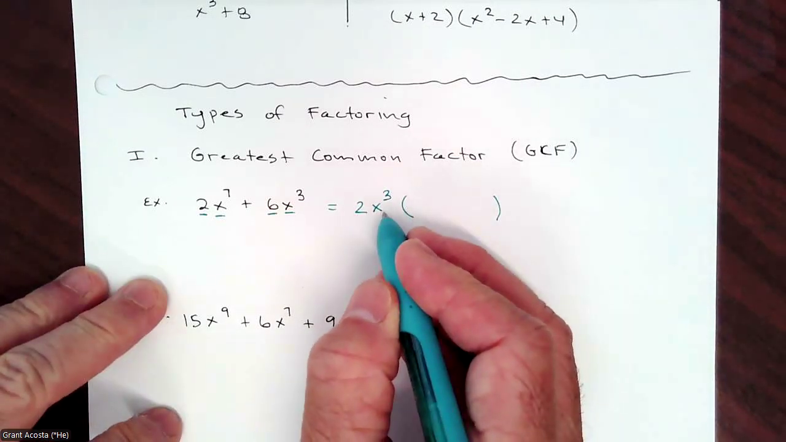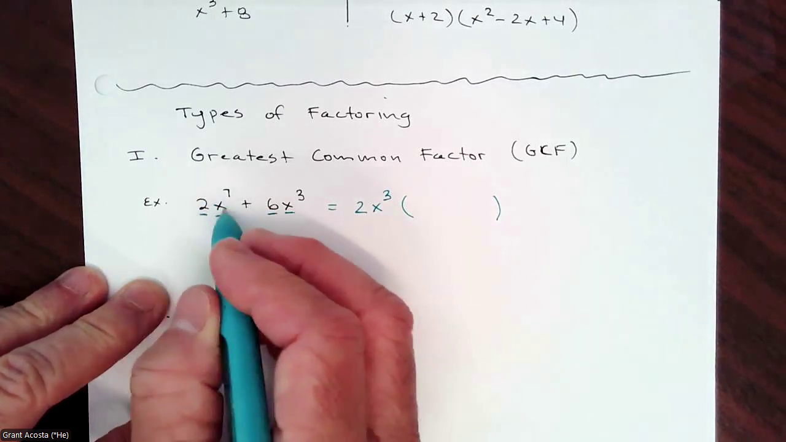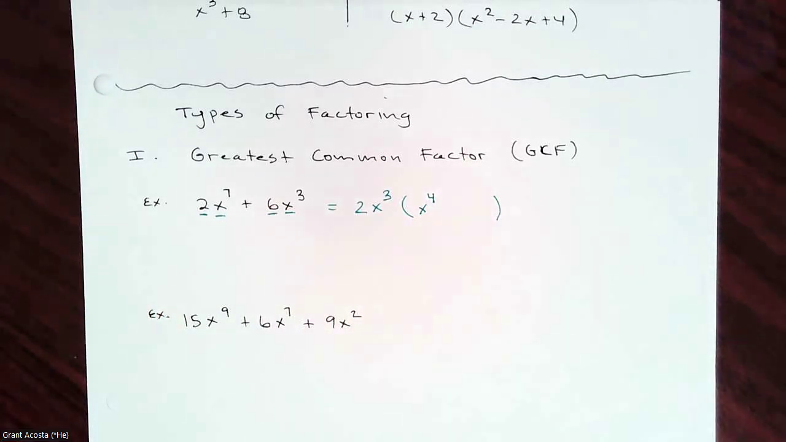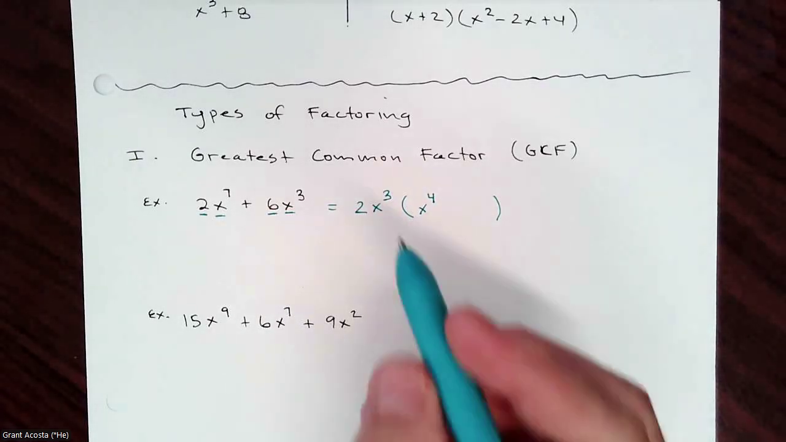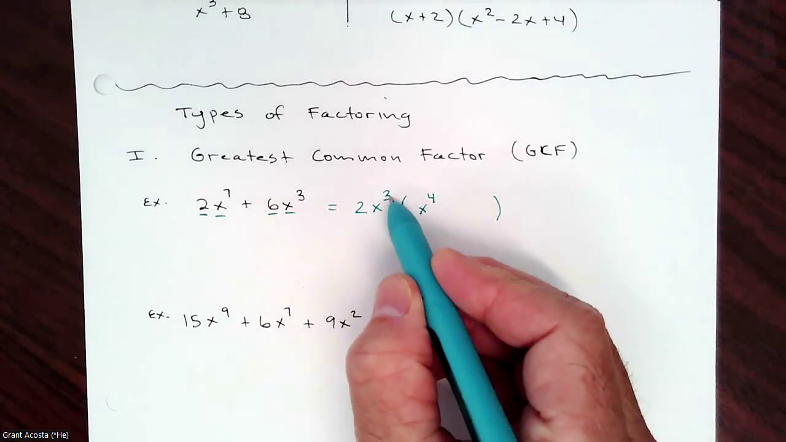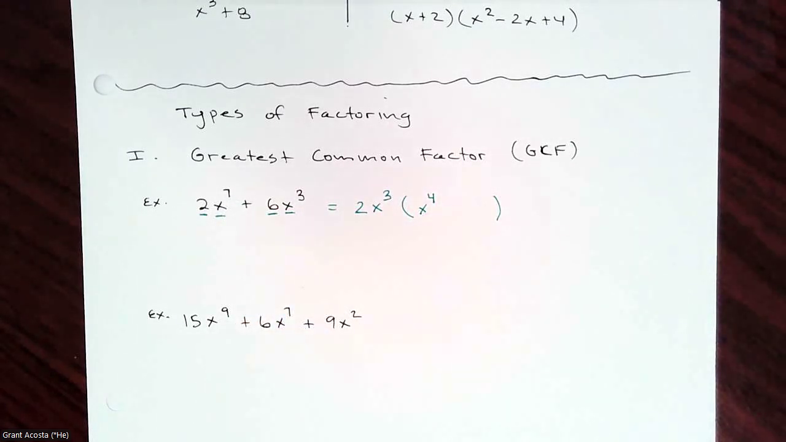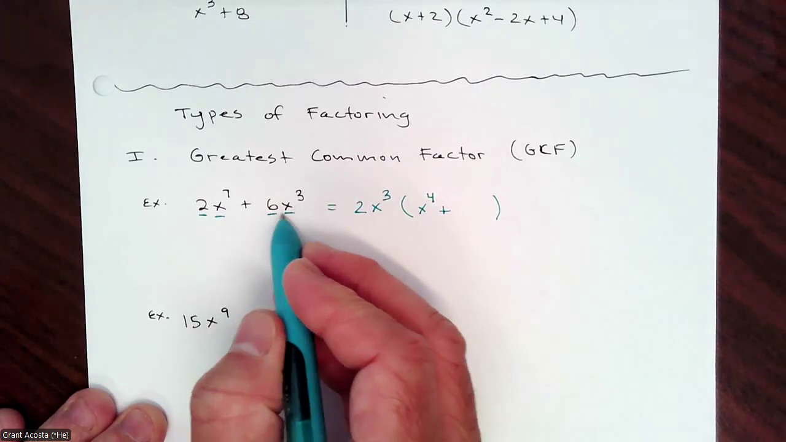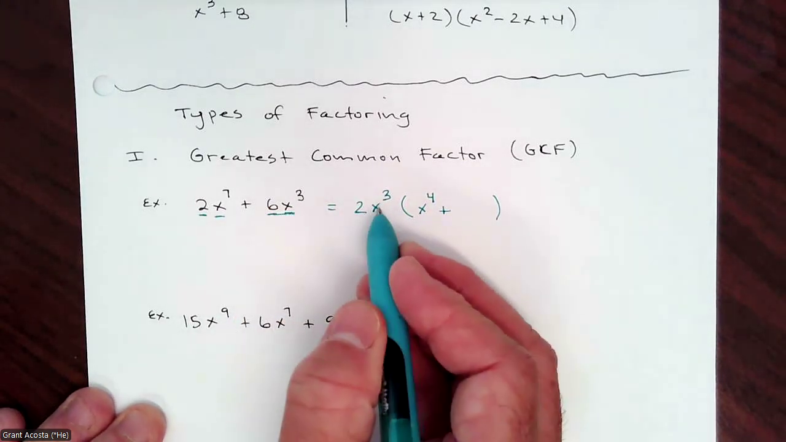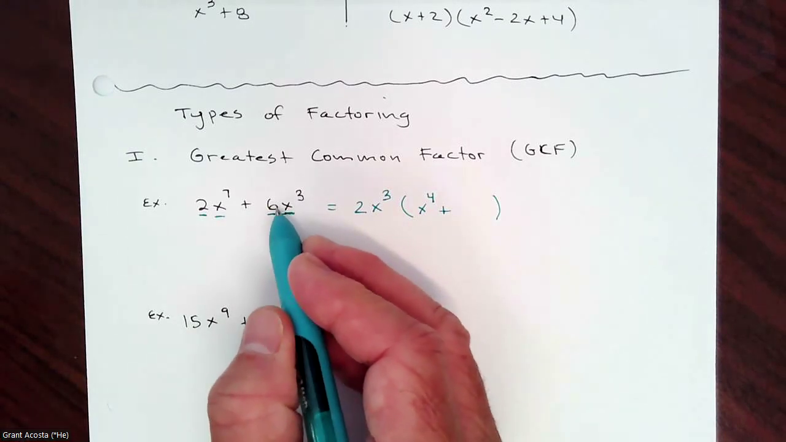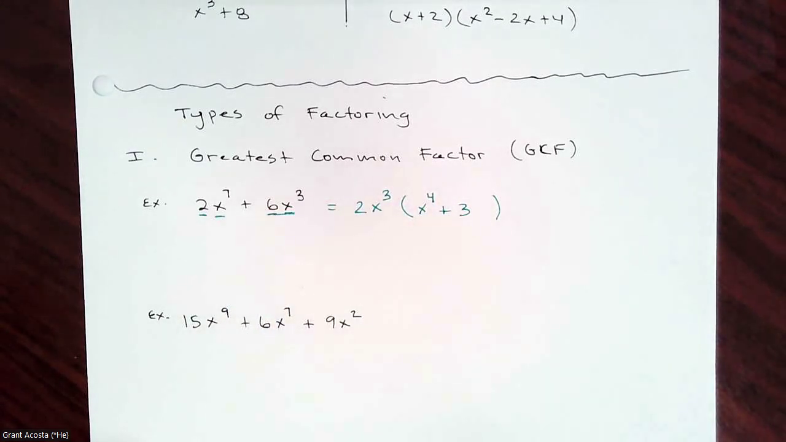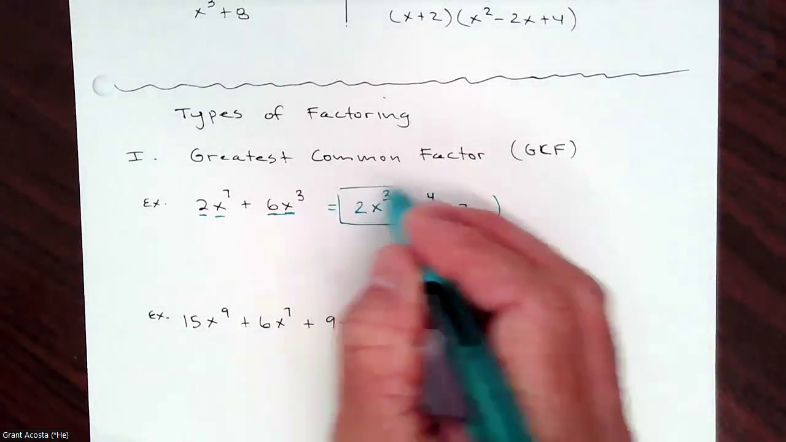And then thinking about it, if I factor that out from 2x to the 7th, what would be left would be just x to the 4th. Why? Well, you could convince yourself if you multiply this back in, remember we're going to add those exponents, that would get me to x to the 7th. But if I pull out 2x to the 3rd from 6x to the 3rd, I've taken out all of my x's, but I need a plus 3 so that when I multiply this back in, I get my 6. So this would be the factored form here.